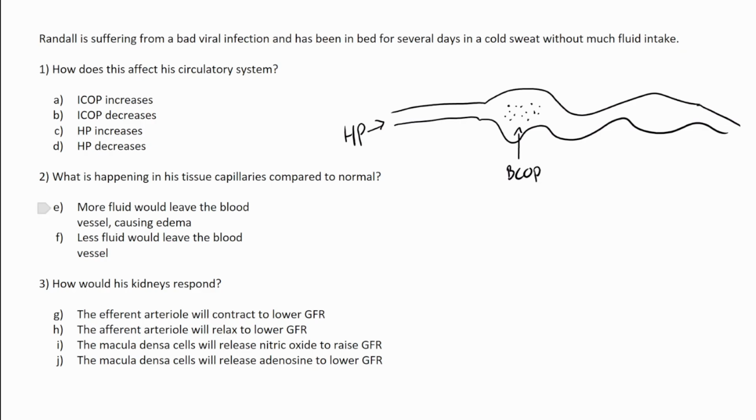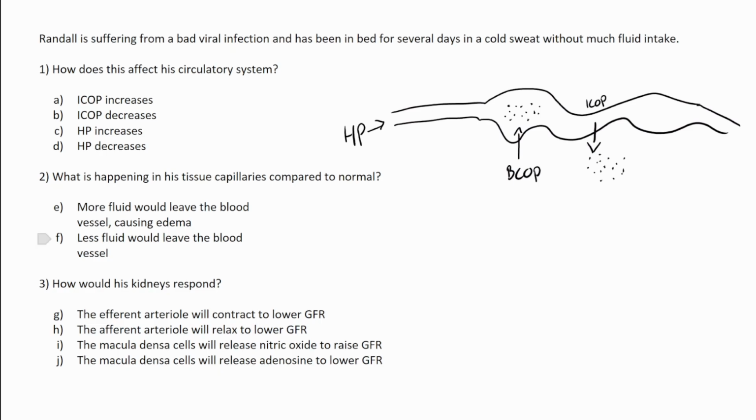And the third is the interstitial oncotic pressure. This is how many solutes are outside the blood vessel compared to inside, meaning it is the pressure of how much fluid is trying to leave the blood vessel to establish equilibrium and osmolarity.